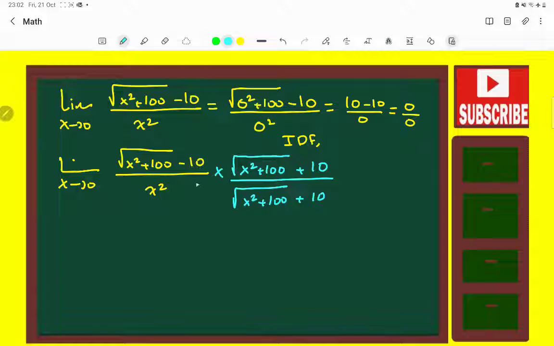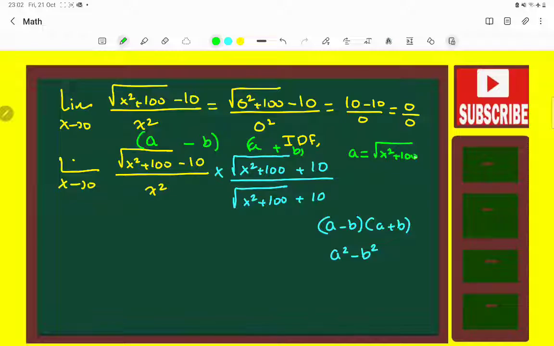Then after that, we need to have an idea why I'm doing this. The reason came from the fact that (a − b)(a + b), if we expand these two factors, gives a² − b². And we know that power 2 can cancel the radical. For this reason, I'm seeing the first as a − b and the second as a + b, as if I'm taking a to be √(x² + 100) and b as 10.